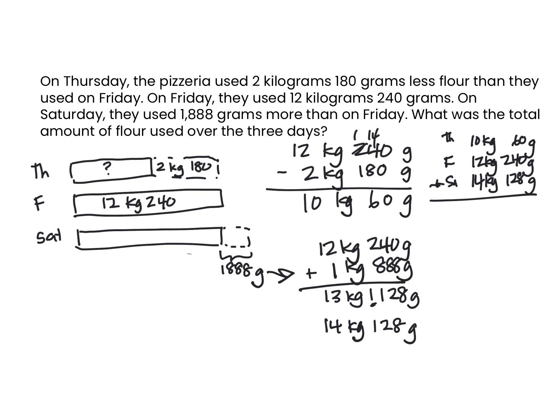So our 1s give us 8 grams. Our 10s give us 6 and 4 is 10 and 2 is 12. And we'll add one more. 1 and 2 is 3. So we've got 428 grams. And we have 6 here and 3 here kilograms. So it's 36 kilograms, 428 grams. That's a little squishy, but that is our total for the 3 days.